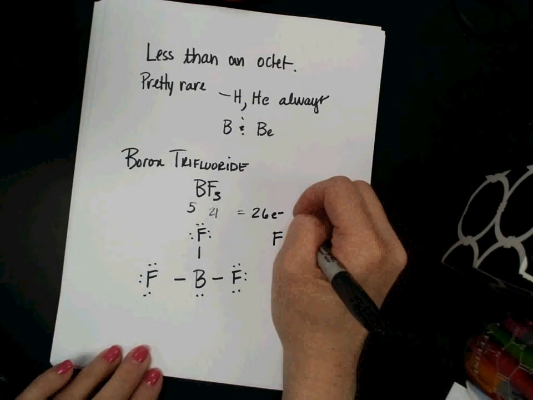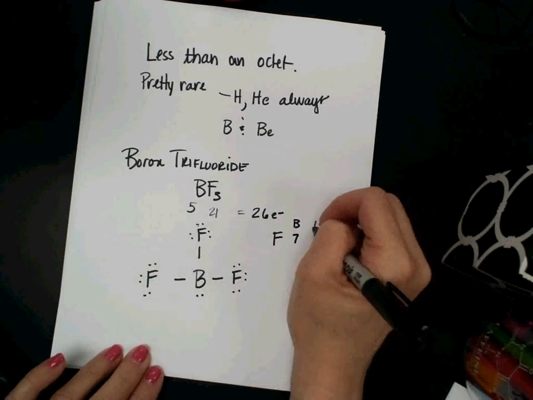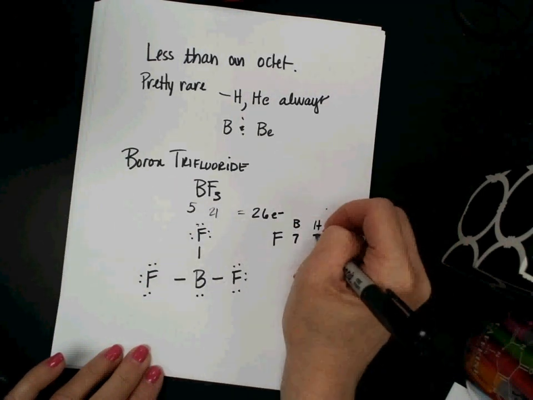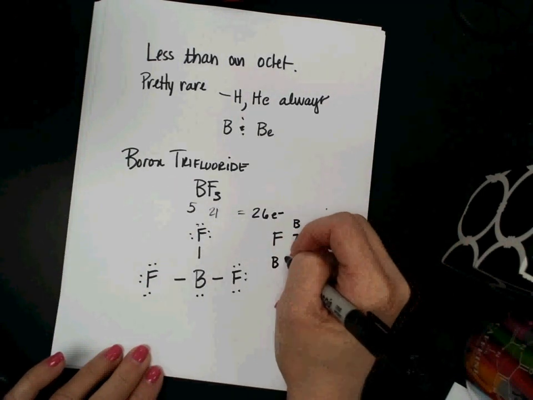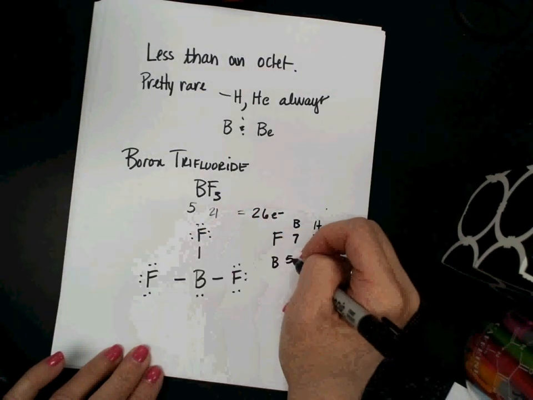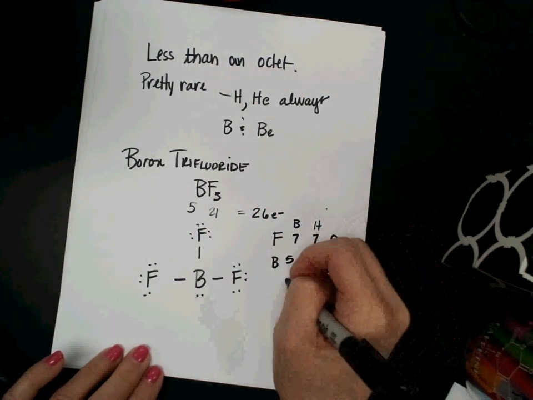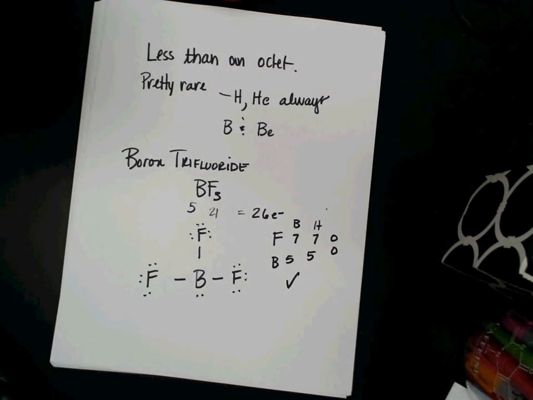So, when I do that, let's look at my formal charge on my fluorines, because they're all the same, so I only need to do it once. Fluorine brought 7, and it has 2, 4, 6, 7, right. Boron brought 5, and it has 2, 3, 4, 5. Look at that, 0, 0, check. Now, does boron have a full outer shell? In this case? Yes? No? Yes. Yes.